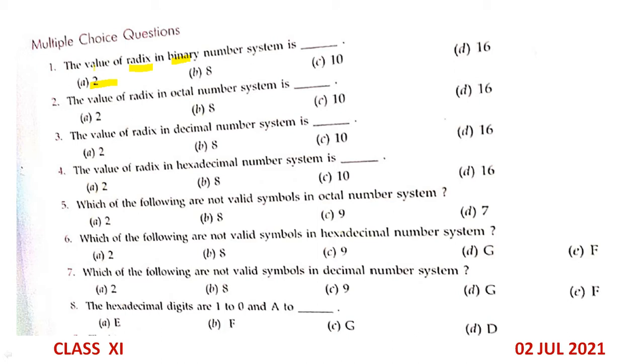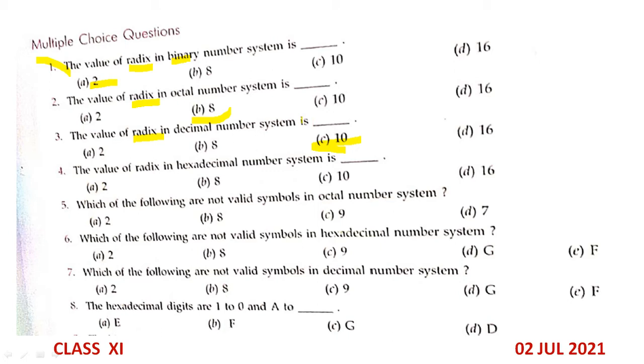Similarly, the value of radix in octal number system. Oct means 8, right? So we will have answer B here. The value of radix in octal number system is 8. Similarly, the value of radix, once again, is the base. The value of radix in decimal number system, and we are very familiar with this number system, is 10.